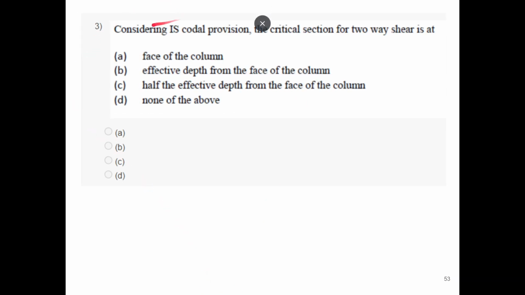Third question, considering IS codal provision, the critical section for two-way shear is at A, face of the column, B, effective depth from the face of the column, C, half the effective depth from the face of the column, D, none of the above. A, B, C, or D.